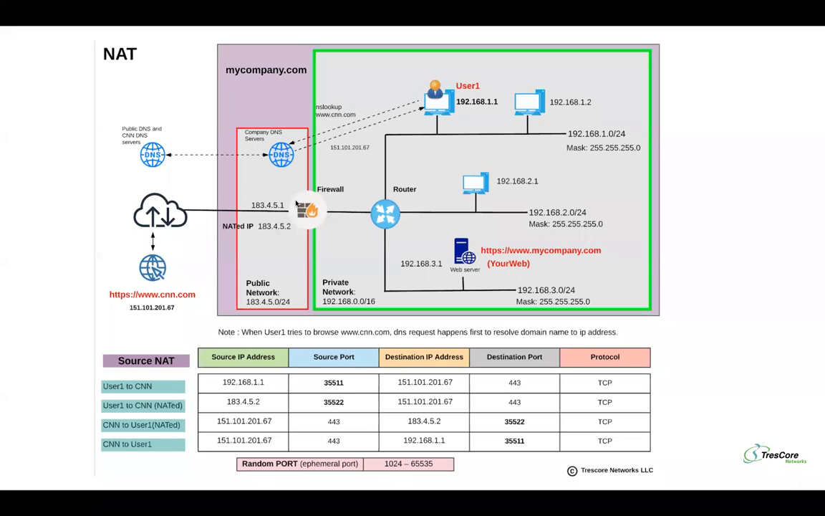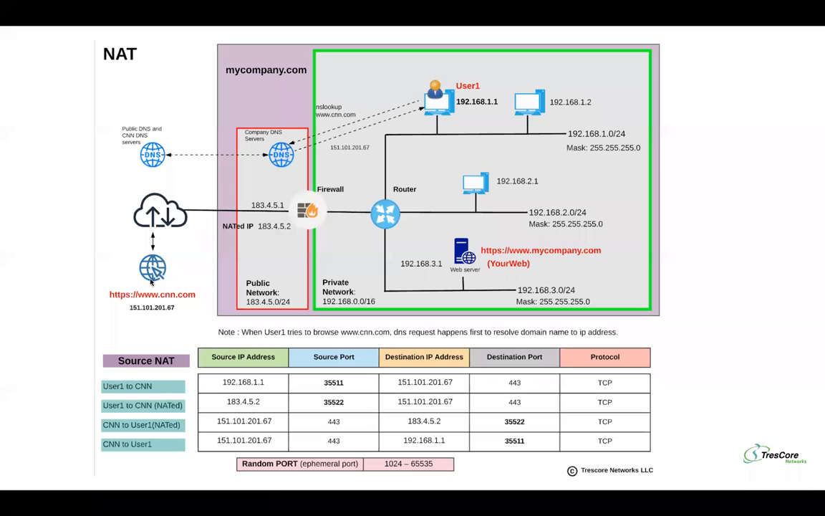So all it does is look at the packet's source, 192.168.1.1, destined towards 151.101.201.67. And it replaces the source address with the NATed IP address that it should use. Then it constructs the packet with that IP address and sends it on behalf of the client towards CNN.